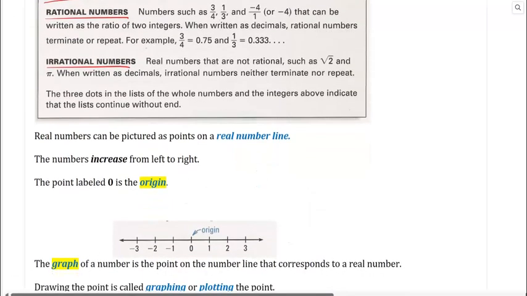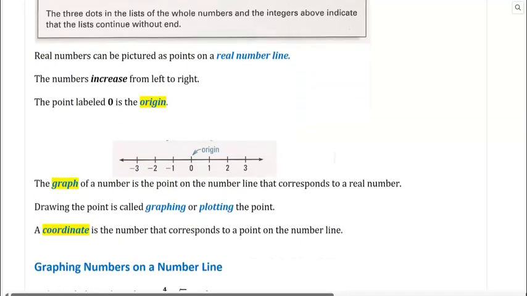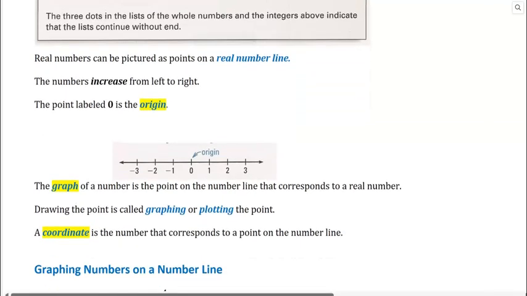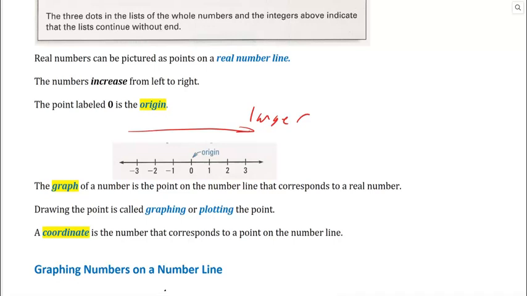Okay, now real numbers can be pictured as points on a real number line. And on a real number line, the numbers increase from left to right, and the point labeled 0 is the origin. So remember, as numbers get larger that way, they are getting larger. And of course, that would mean that in the opposite direction, they would be getting smaller.